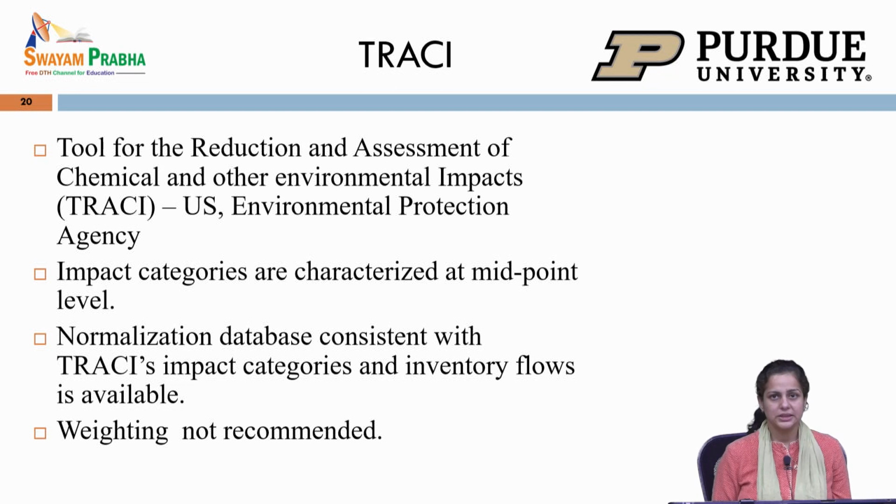Then there is TRACI. TRACI is very US specific. It is a tool for reduction and assessment of chemical and other environmental impacts. It is developed by the US Environmental Protection Agency, and it is mostly at the midpoint category. Also, the normalization database is consistent with TRACI's impact categories and inventory flows. Here weighting is not recommended. In this module we will go into normalization and weighting in a bit, so you will know what that means.